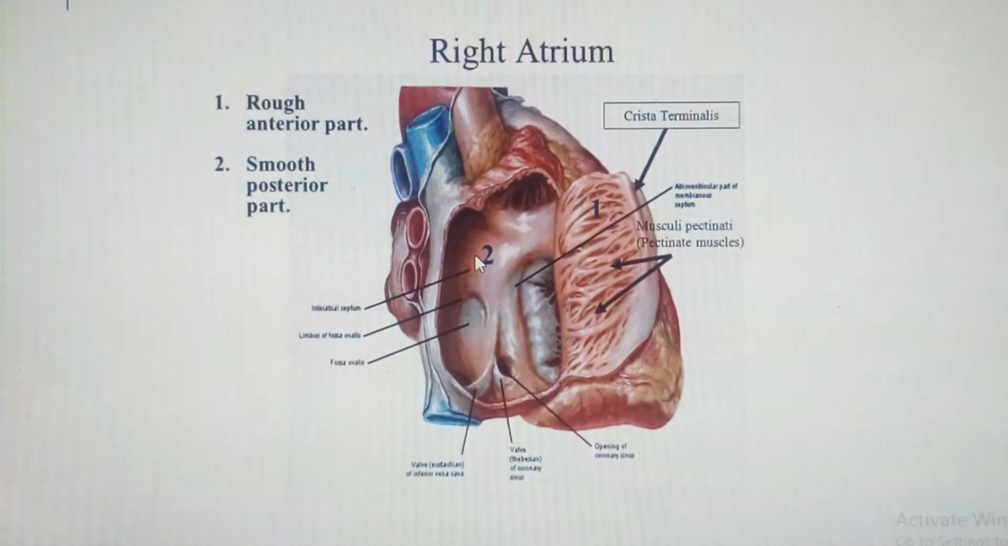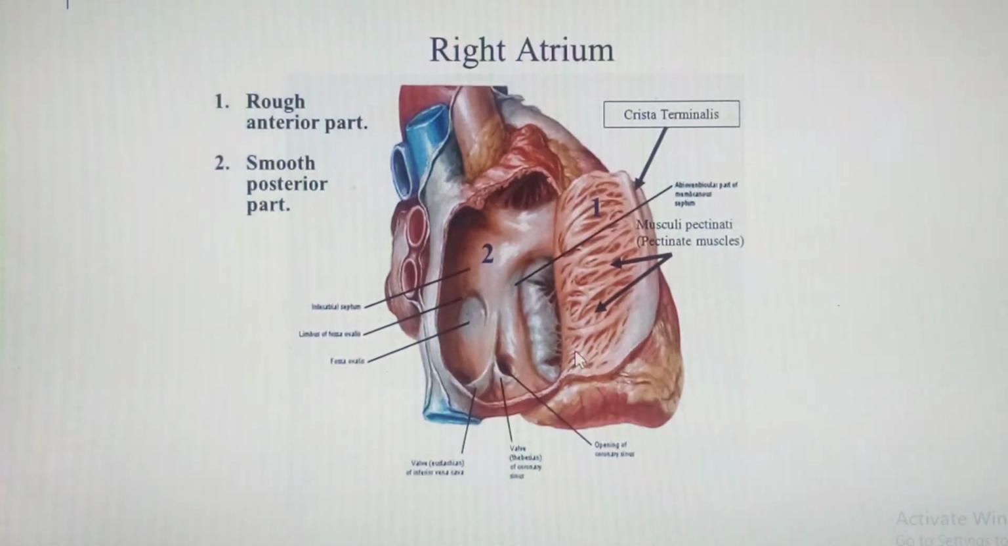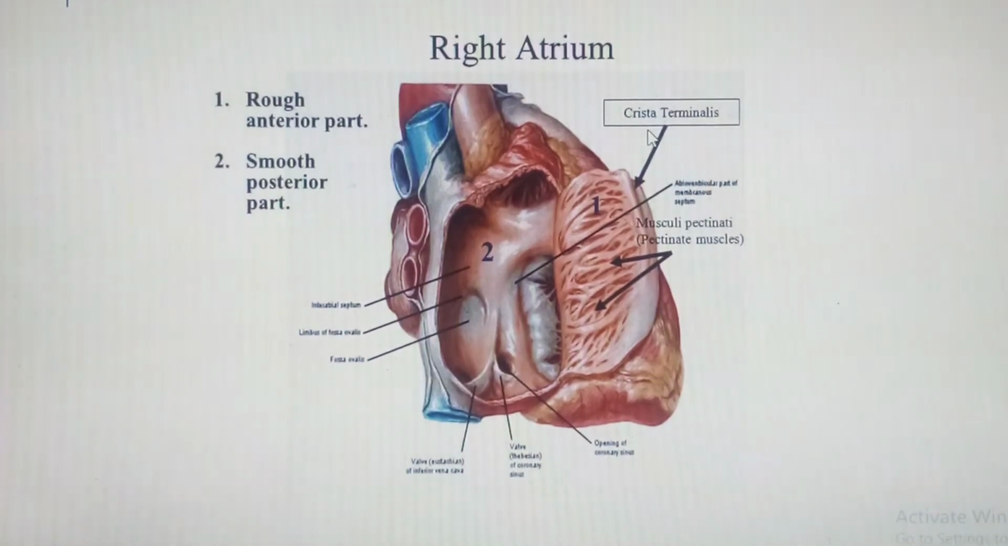Now, it is called the posterior part because it is located behind this structure over here. This structure is an important landmark, so that we can separate this posterior part from the anterior aspect. This structure is known as the Crista Terminalis, or the terminal crest. This terminal crest is separating the smooth posterior part from the rough anterior part.